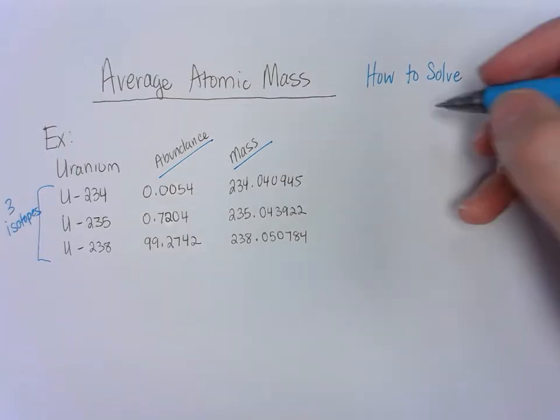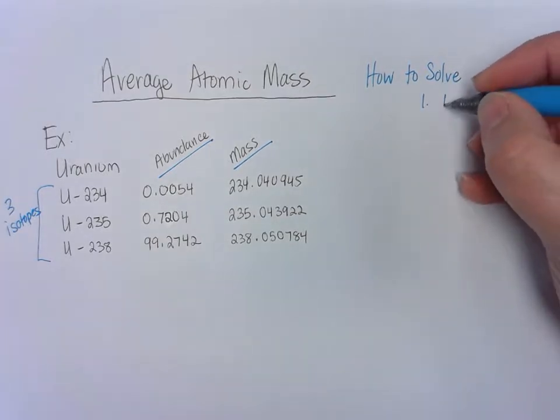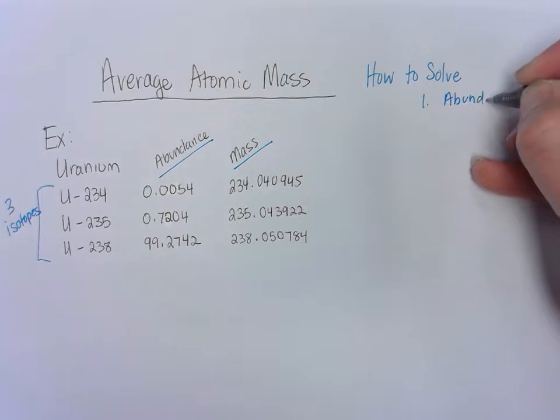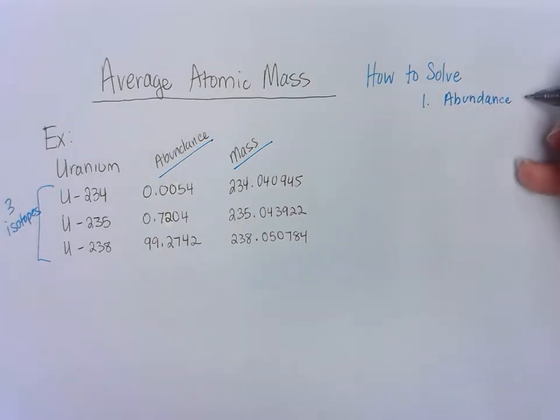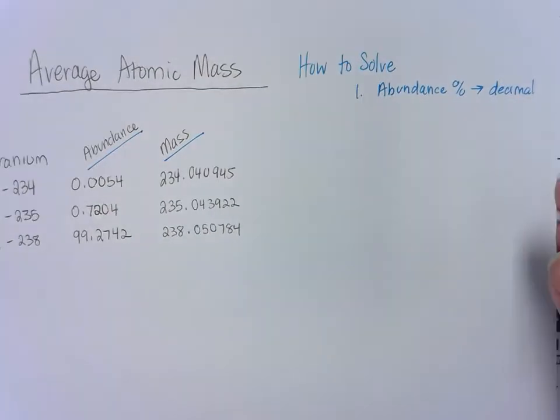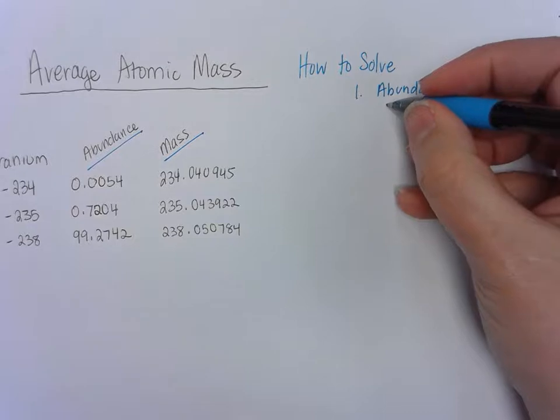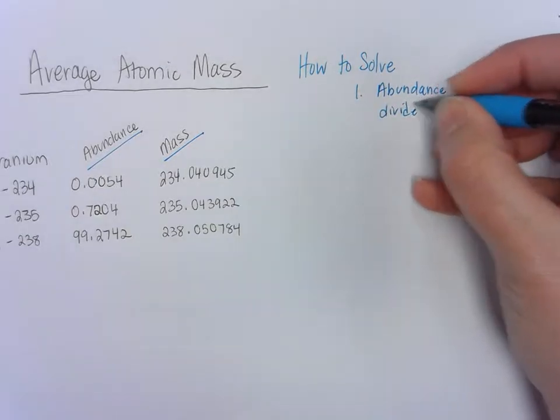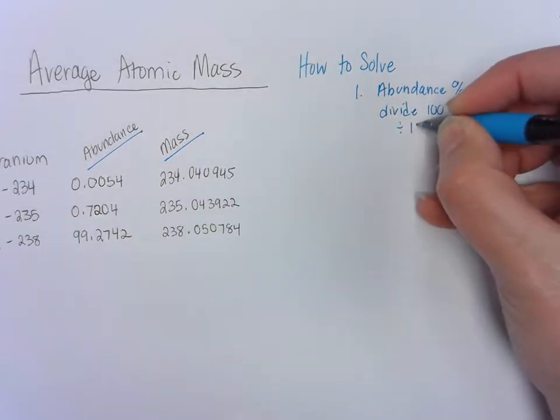When you're doing this process, the first thing you need to do is change the abundance from the value given. If it's given in percent, you need to convert it to a decimal, and you're going to do that by dividing by 100. So you divide by 100.